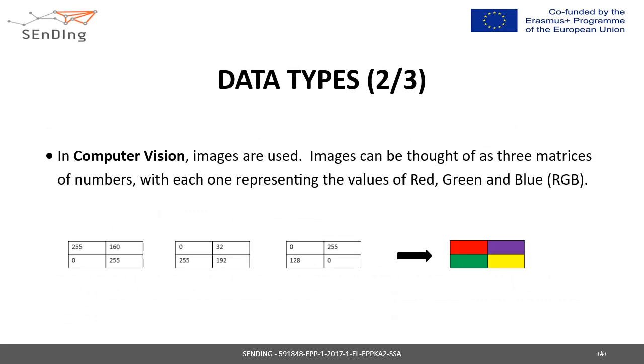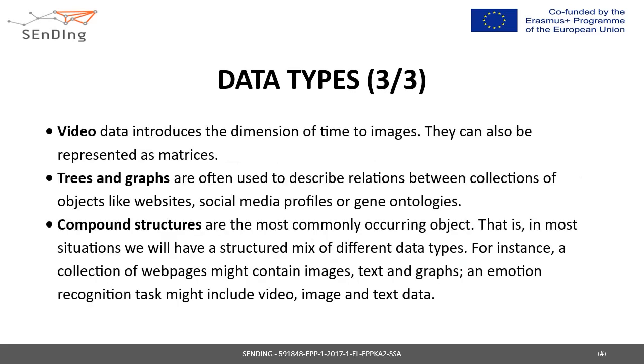Images can be thought of as three matrices of numbers, with each one representing the values of red, green, and blue, RGB. Video data introduces the dimension of time to images. They can also be represented as matrices. Trees and graphs are often used to describe relations between collections of objects like websites, social media profiles, or gene ontologies. Compound structures are the most commonly occurring object.